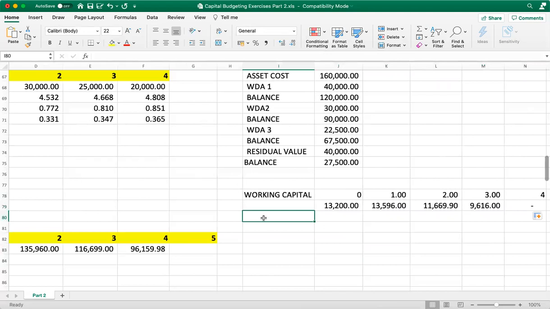Now, for working capital, 132,200 is the sales revenue for year 1. And therefore, 10% of that should appear in year 0, meaning now, so that we use this working capital for our production process.